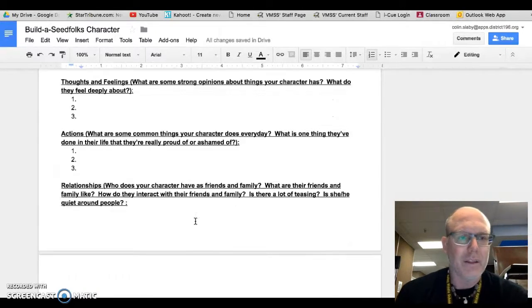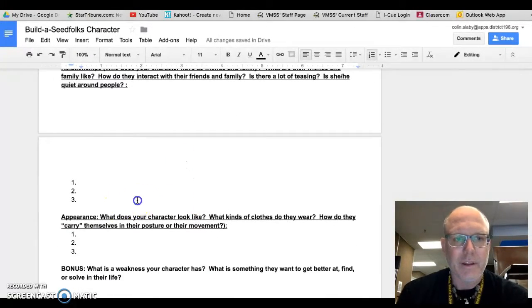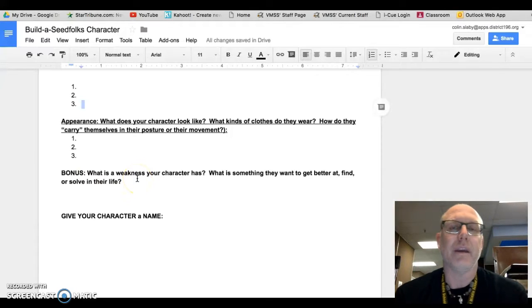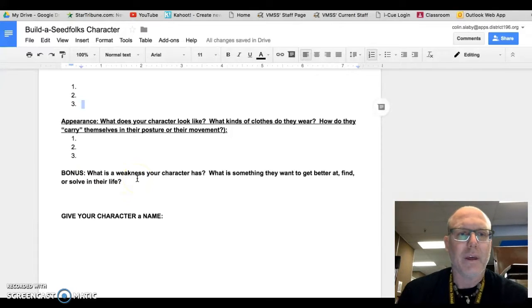So there they are, all 5 characteristics and characterization. And notice I have a bonus here. This is, if you get down here, this is really taking your character to a next level. What is a weakness your character has? What is something they want to get better at, find, or solve in their life?